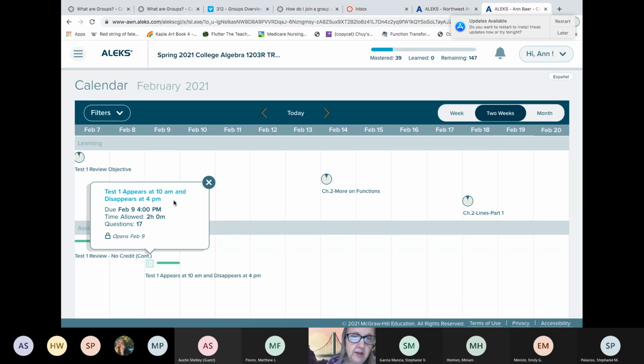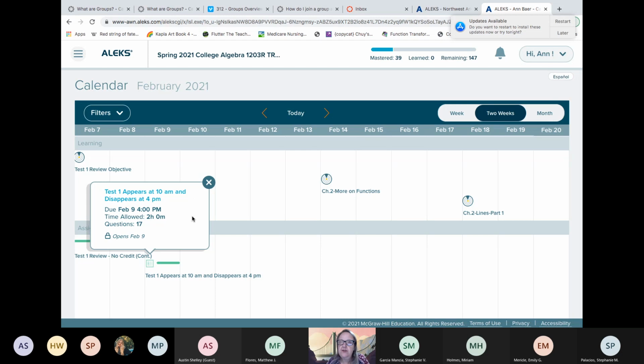Any questions? The calendar is a great place to go for due dates. If you're unsure whether you've completed an assignment on time or whatever, you can go check the due date and say, oh yeah, I did all the topics in that assignment, whatever you want to use it for. So any questions on the calendar in ALEKS before we go into Canvas?